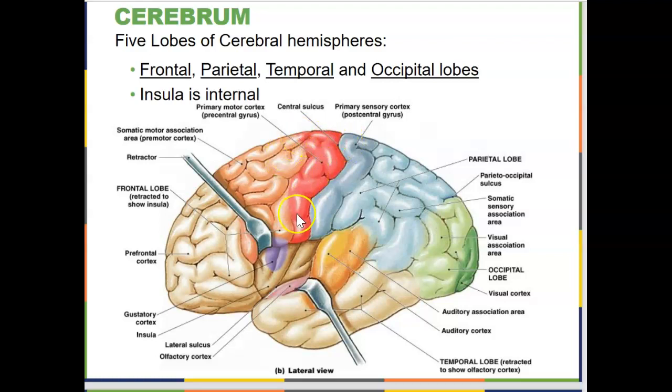Here is the primary motor cortex. This is the part of the brain that tells your muscles to move. This is your voluntary connection, the info out, telling your muscles, okay, time to move.